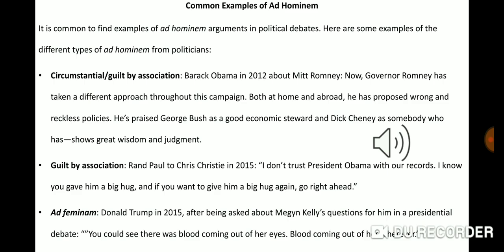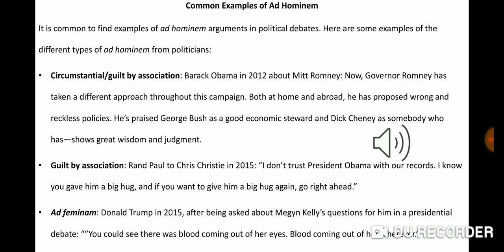Circumstantial, guilt by association. Barack Obama in 2012 about Mitt Romney. Now Governor Romney has taken a different approach throughout this campaign, both at home and abroad. He has proposed wrong and reckless policies. He's praised George Bush as a good economic steward and Dick Cheney as somebody who shows great wisdom and judgment.